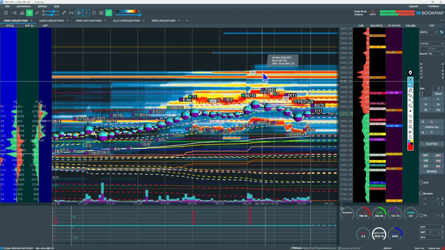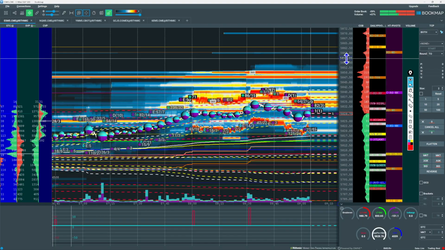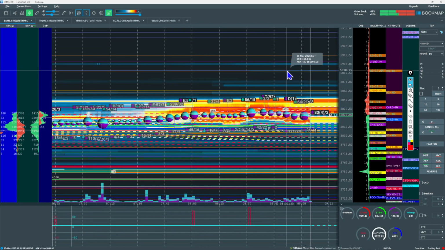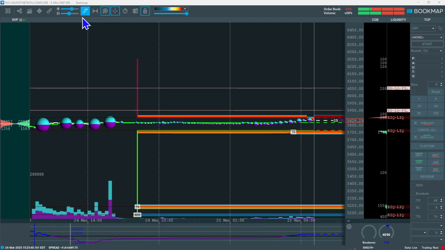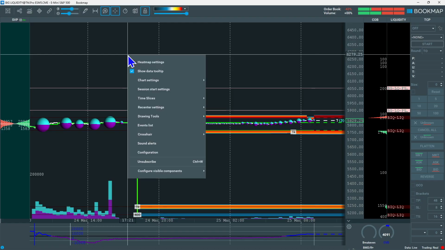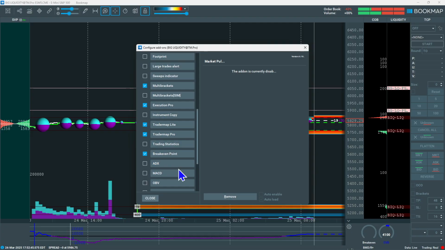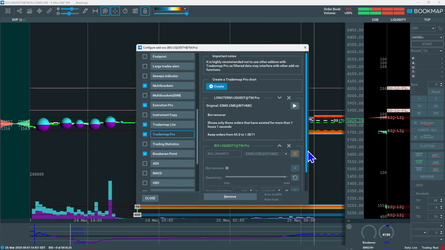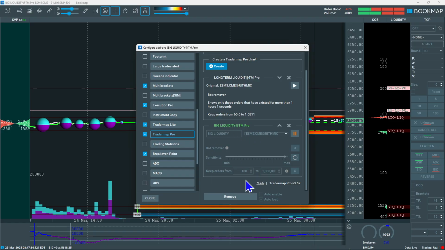So we have liquidity here up at 58.50. Right after that, we don't have much liquidity in the book, so I'm going to switch over here to my Trader Map Pro, where I have the settings set. Let me just show you the settings. That's my big liquidity settings. Keep orders 100 or more, and the cap is something like 1 billion. The sensitivity for the bot remover is almost at max. Usually I put that at max, but I don't know why it pulled back a little bit there.